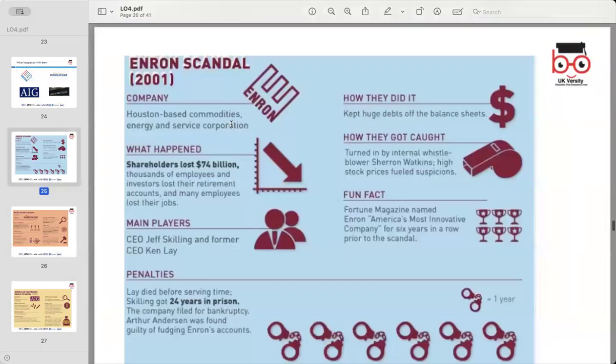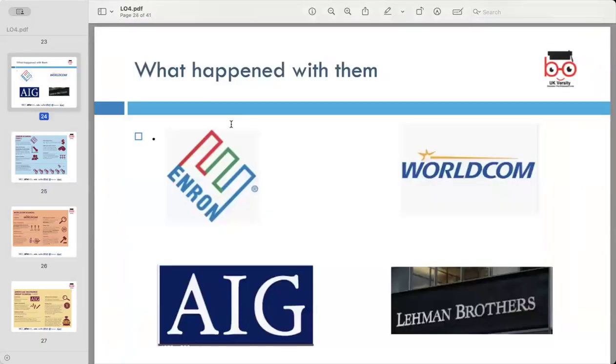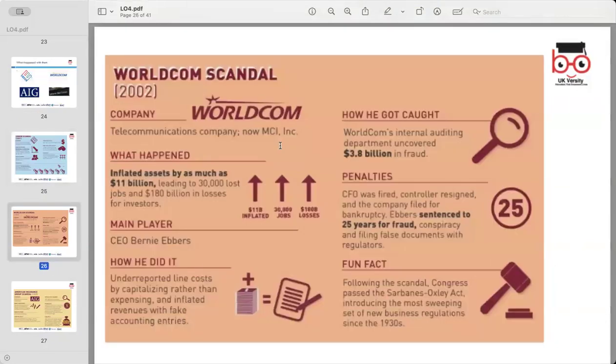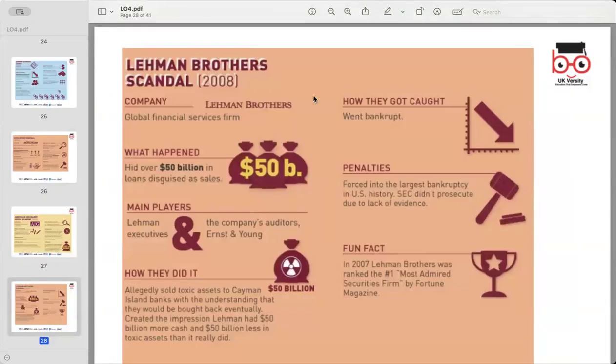Yeah, I think there is Lehman Brothers as well. Oh yeah, here it is. They were based here in London. It's an investment bank, isn't it? It was one of the oldest and very well known.